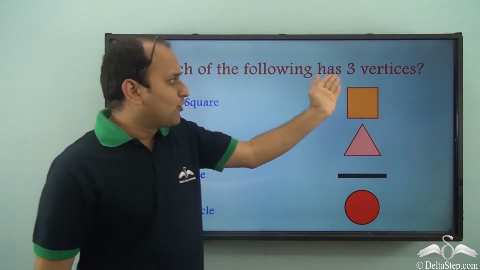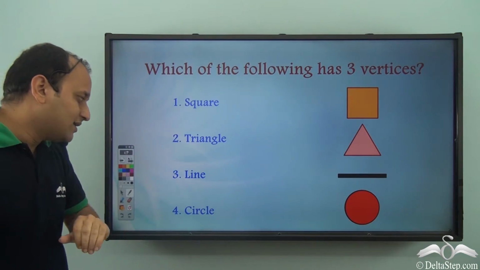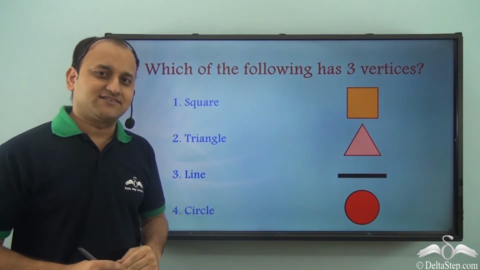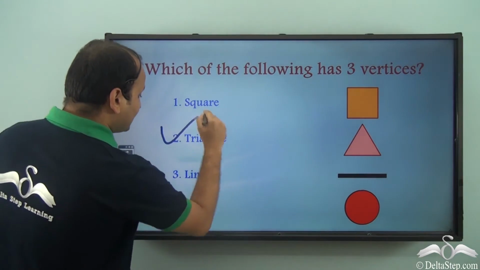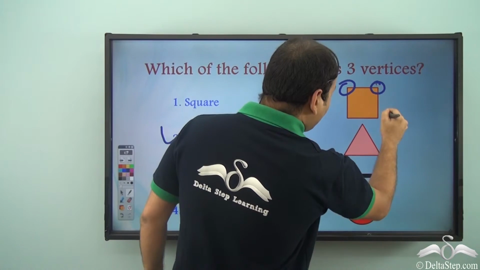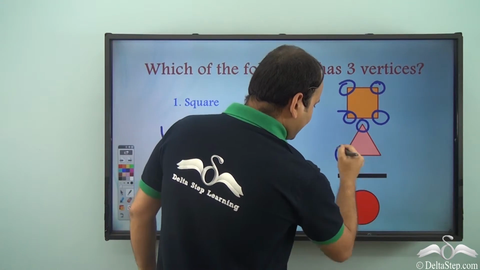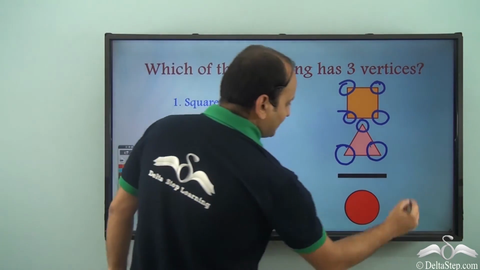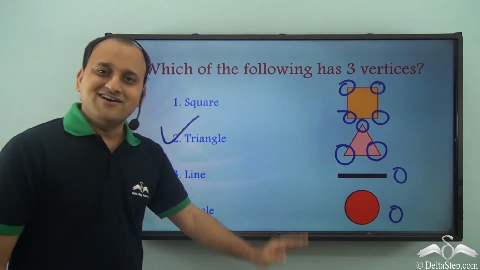So which of the following has 3 vertices? Is it square? Is it triangle? Is it a line? Or is it a circle? What do you think? Well, the answer is triangle. Because in case of square, you have 4 vertices, isn't it? In case of triangle, we have 3, which was the question. And in case of line and circle, well, we have 0 vertices. So triangle is the right answer.